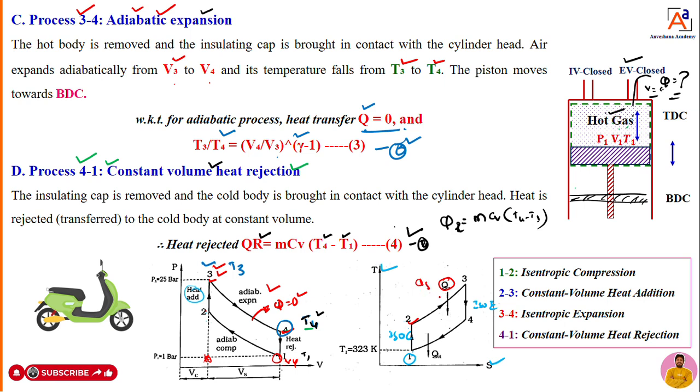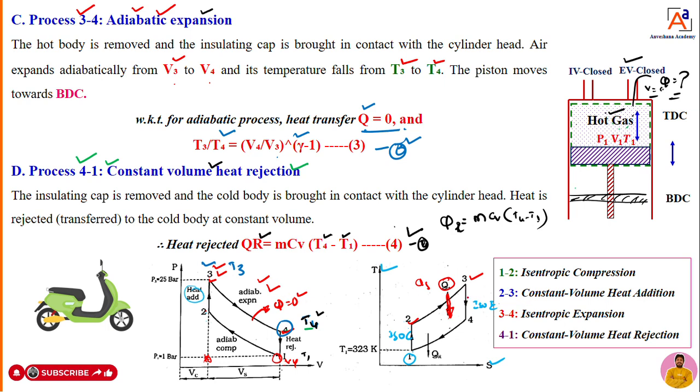QS represents what? The amount of heat supplied during process 2 to 3. You are supplying heat, which means the sign is inside the cycle. Once heat is supplied, what happens now? Sudden expansion will take place. How is that expansion going to take place? From 3 to 4, sudden expansion is going to take place.